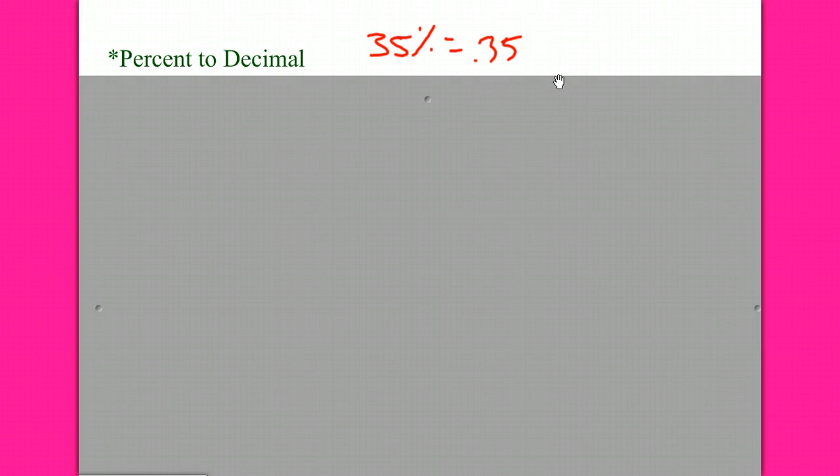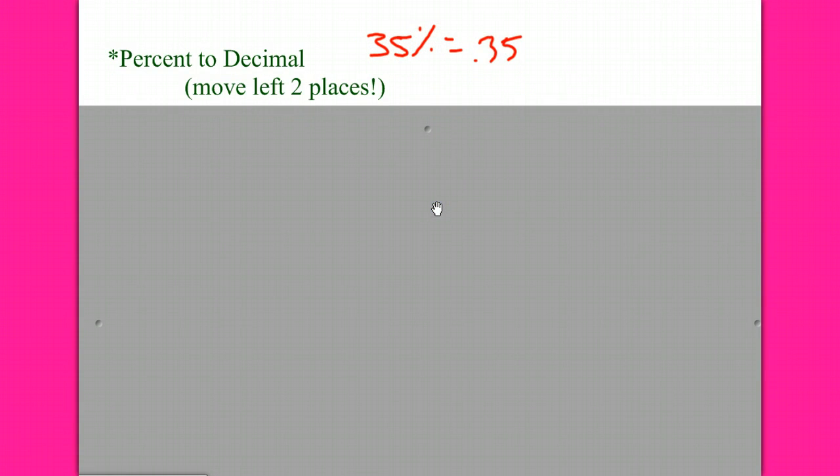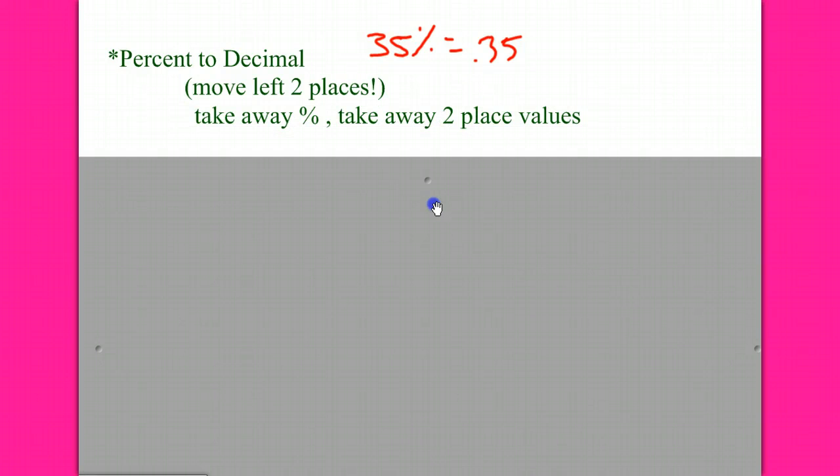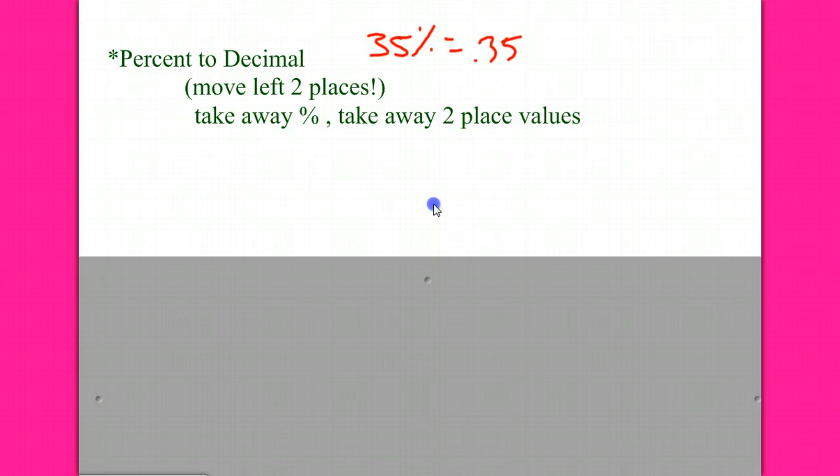So there it is again, 35 hundredths, right? 35 over 100. So I like to think of it as when you take away a percent sign, you're taking away how many place values from the number 35? When we took away the percent sign, we took away how many place values? 2, because it's hundredths, right? We moved the decimal left 2 places. Move your decimal left 2 places. So taking away the percent sign causes us to take away 2 place values from the number.